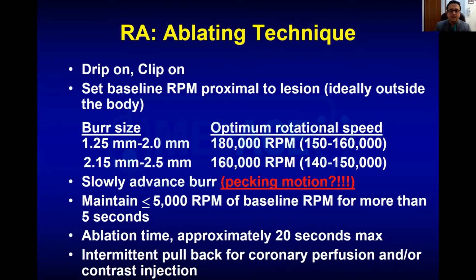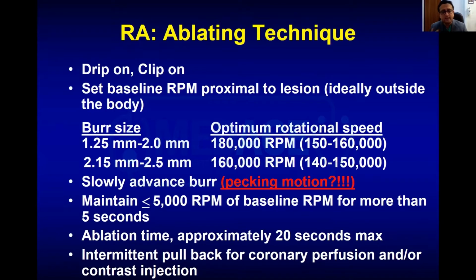Burr size, the majority of the work I think can be done with burrs from 1.25 to 1.5. Sometimes you have to use a 1.75 burr, and 2.0 and 2.5 maybe very rarely. So optimum speed, we use 150 to 160,000 as optimum speed. Sometimes for a smaller burr, like a 1.25 or something, I might go up to 180, but the recommended speed is 150 to 160,000 RPM.